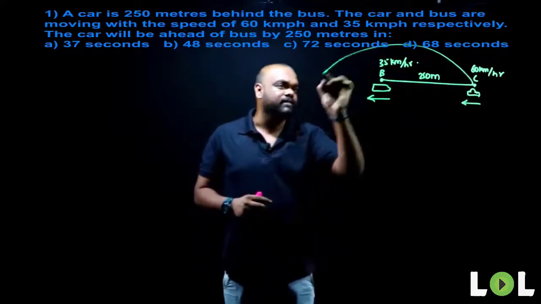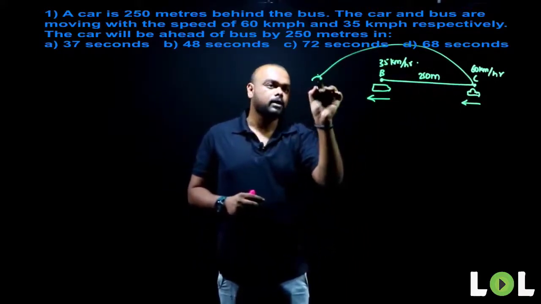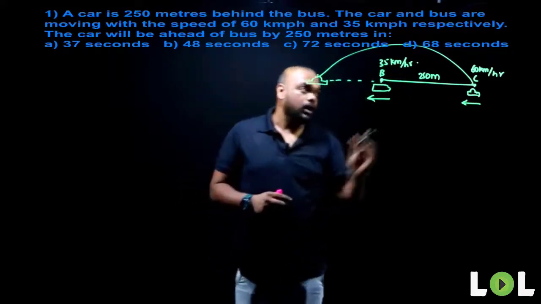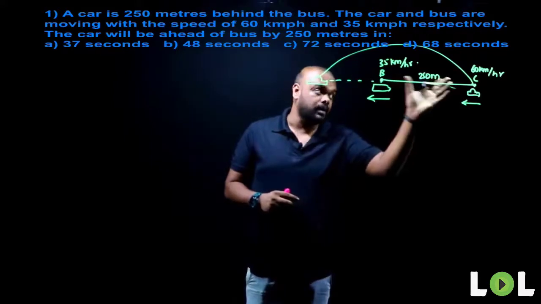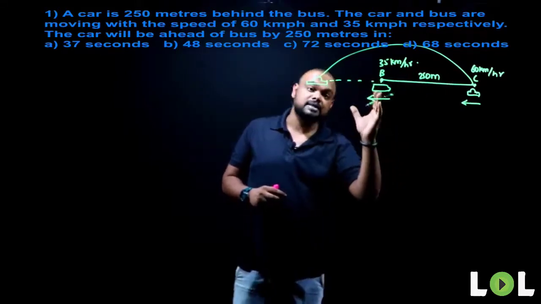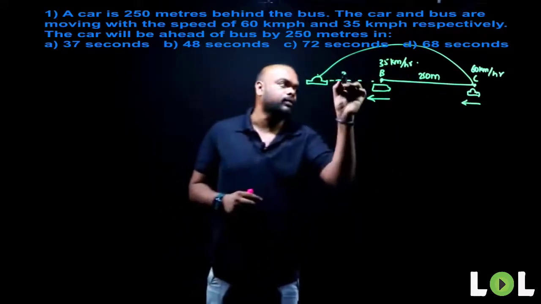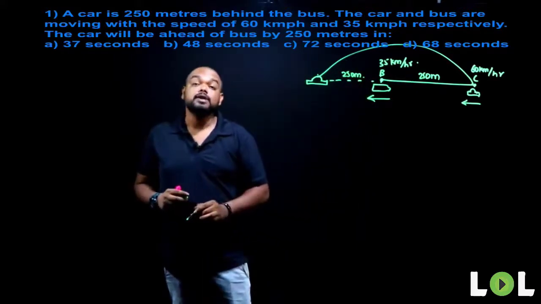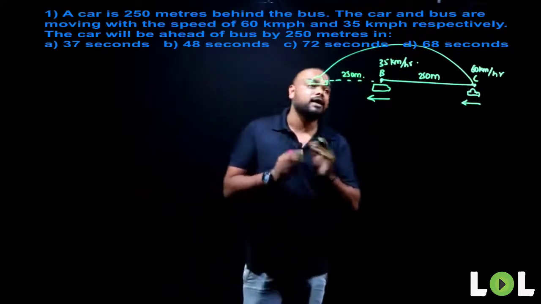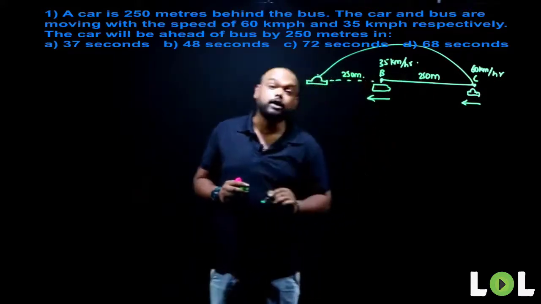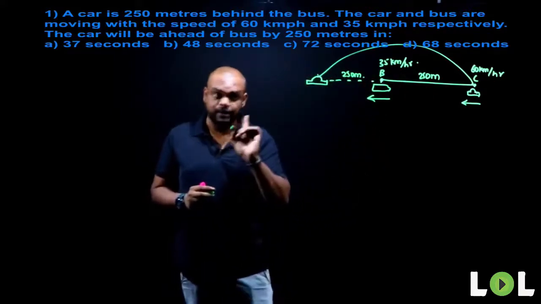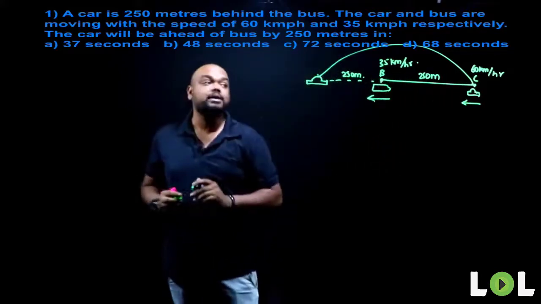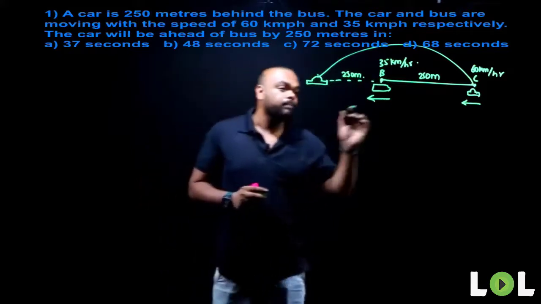So the car should come somewhere here. It should be 250 meters ahead of the bus. It means now the distance between them is 250 meters. The car should meet the bus and should go ahead by another 250 meters. So the total distance to be traveled in this process is 250 meters and 250 meters. I hope you're understanding. The car should meet the bus and go ahead of it by 250 meters.